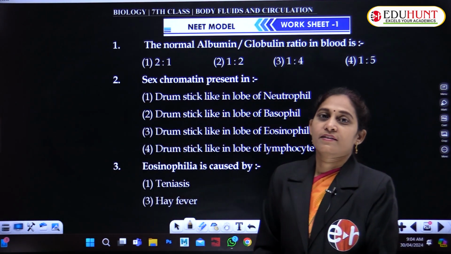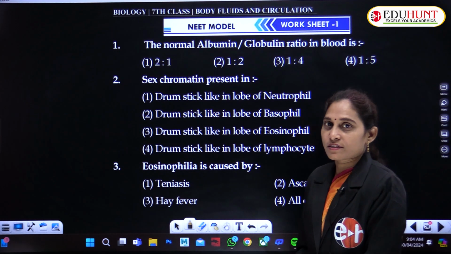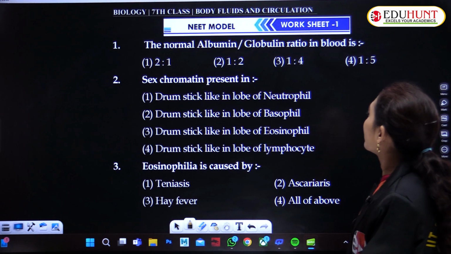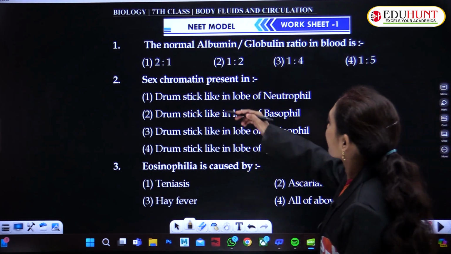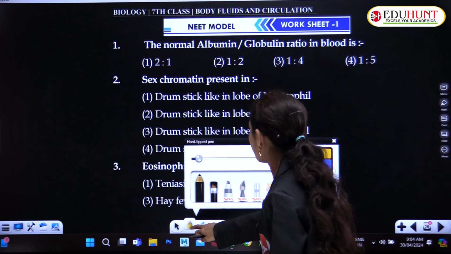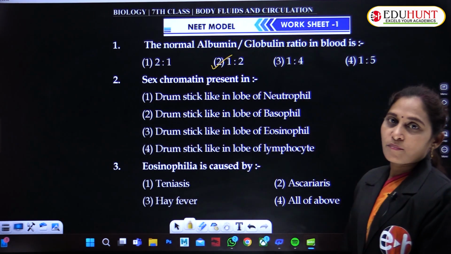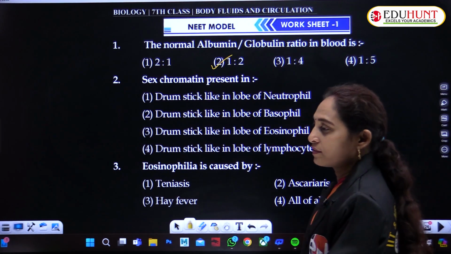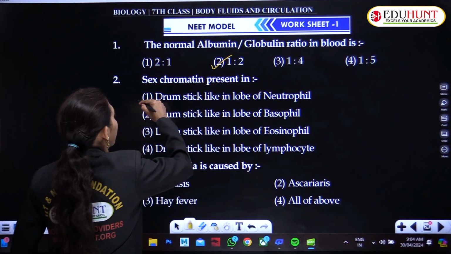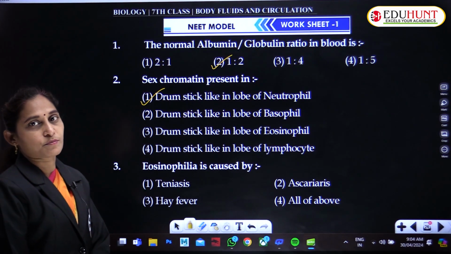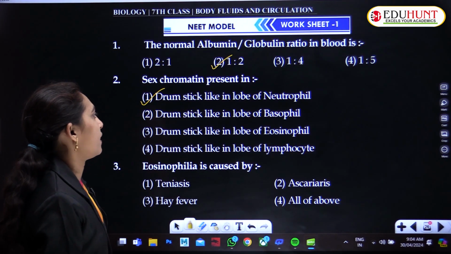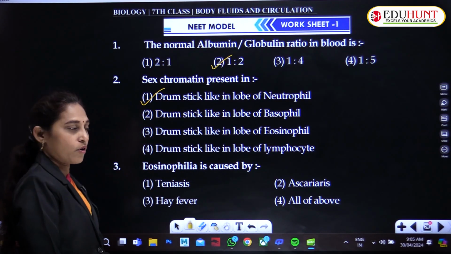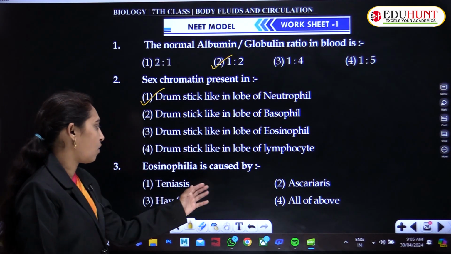Yes dear children, let's start our multiple choice questions. So the normal albumin to globulin ratio in blood is 1:2. Sex chromatin is present in, it is a drumstick like lobe in the neutrophil. Yes, sex chromatin is present in the form of a drumstick like lobe in the neutrophil cell. Eosinophilia is caused by, it is caused by all the above.